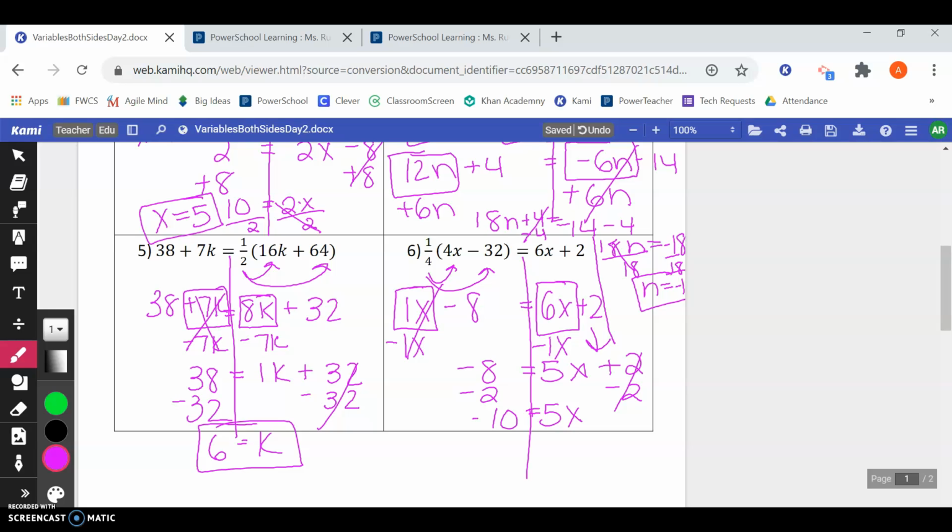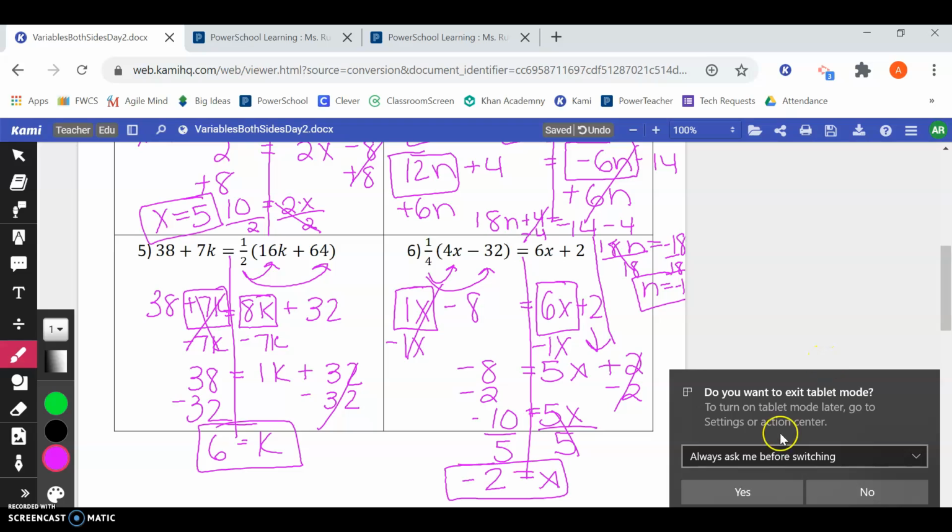Now to get rid of the 5 attached to the x, to get x by itself, I'm going to divide both sides by what x is being multiplied by, which is 5. And I get x equals 10 divided by 5, that's 2. And these are different signs, so that'll be a negative 2. So that is how I do that. That's the end of the notes.